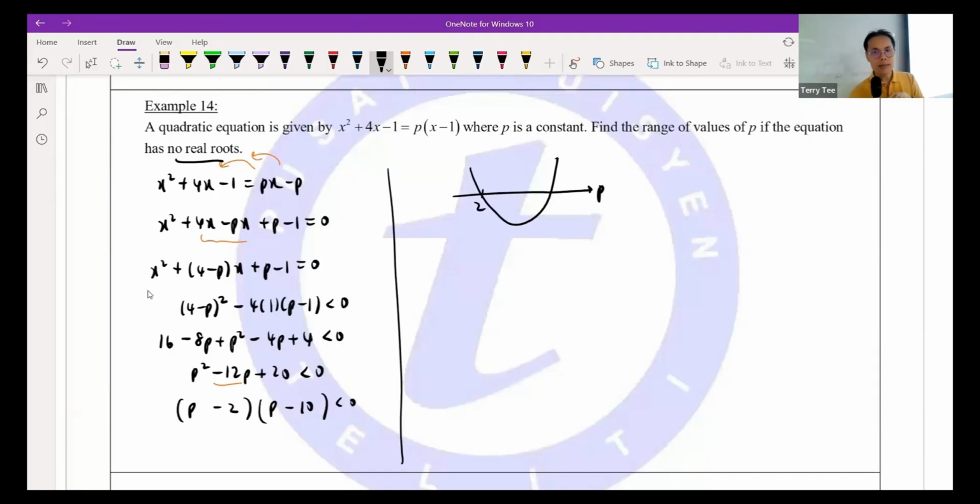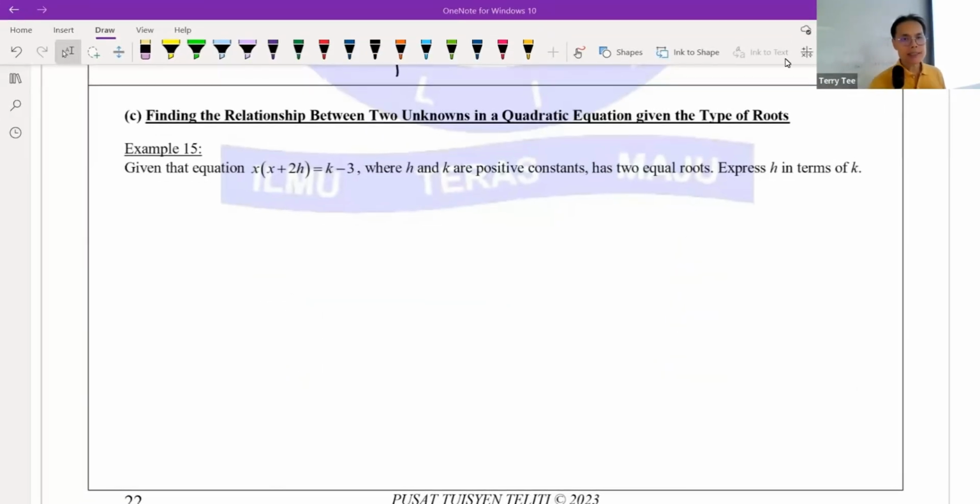They are 2 and 10. And since it's less than, the region should be below here. Move it up. We know P is between 2 and 10. So let's expand the bracket here. You get x squared plus 2hx. I think you can bring the 3 and k over.